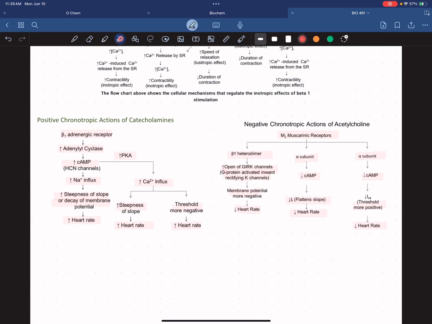So each one of these positive and negative chronotropic actions of these catecholamines can affect the heart and its contraction and relaxation under all of these different pathways.